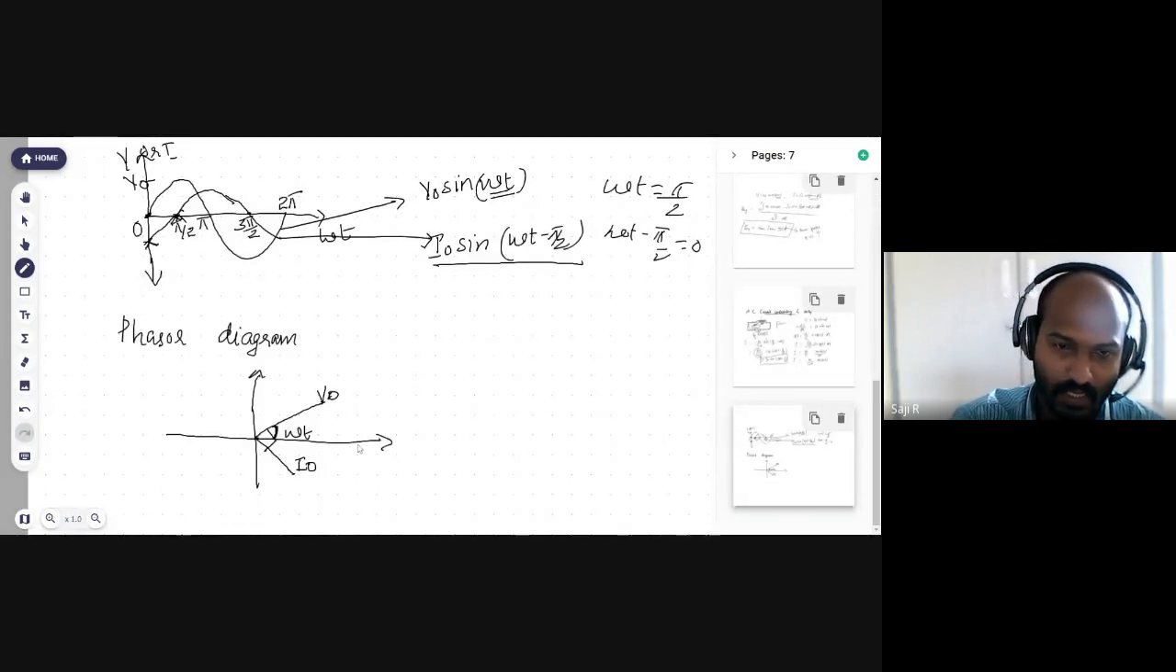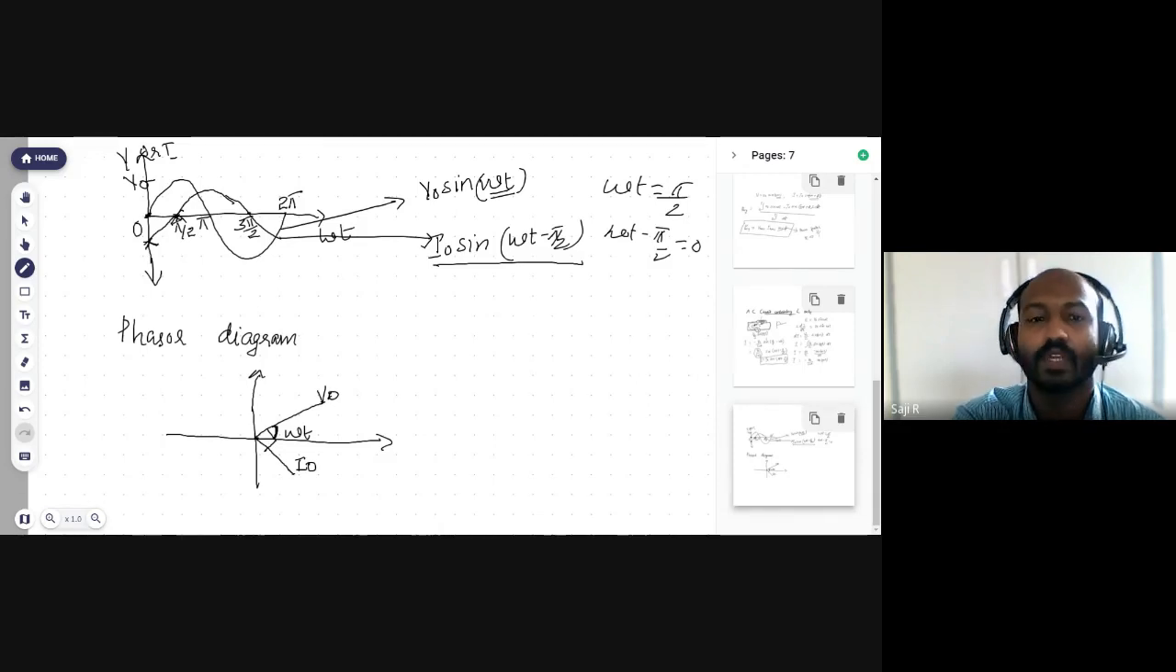From this diagram itself, it is clear that the angle between voltage and current is 90 degrees. So there is a phase difference between voltage and current of 90 degrees. Now, if the current is above the voltage, then we can say that the current leads. But here, the current makes an angle of minus pi by 2 with the voltage. So current is lagging behind the voltage by an angle of pi by 2. So this phasor diagram is important, and the phase difference is important.